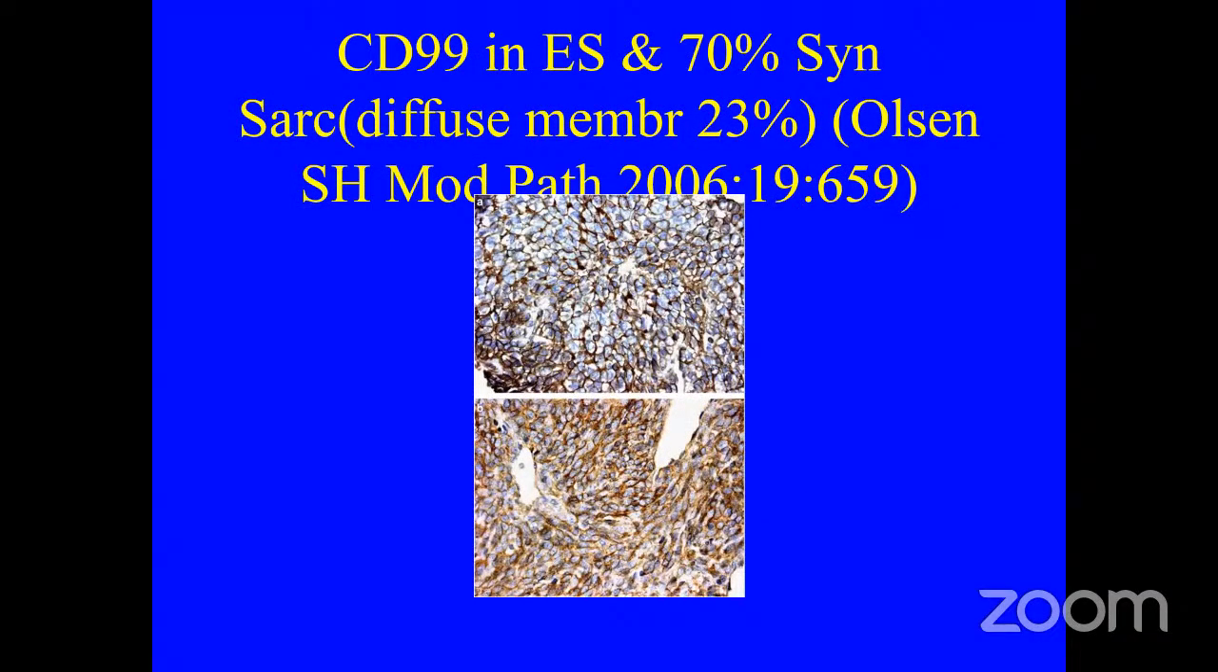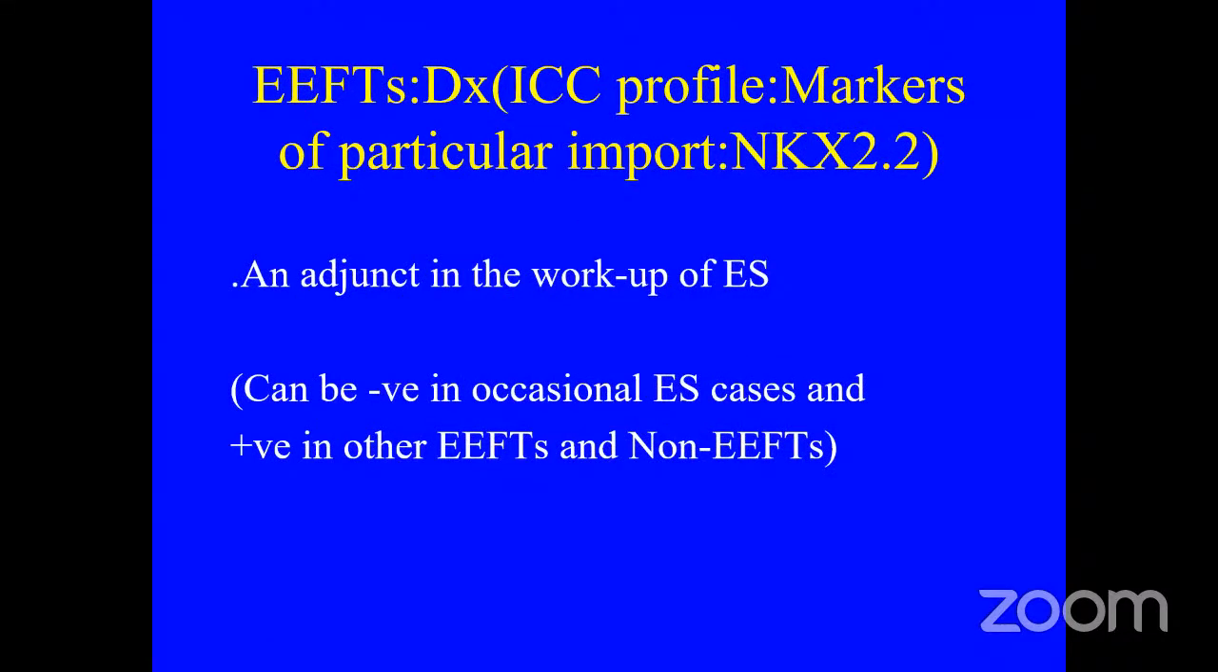CD99 is positive even in the small round cell tumors belonging to the established group. For example, here the CD99 is positive in synovial sarcoma, the bottom picture, and the top picture is that of Ewing sarcoma. The adjunct to the immunocytological workup of Ewing sarcoma is the NKX2.2, because we need this because CD99 shows an overlap. So CD99 combined with NKX2.2 will provide a very strong evidence that you are dealing with an Ewing sarcoma.